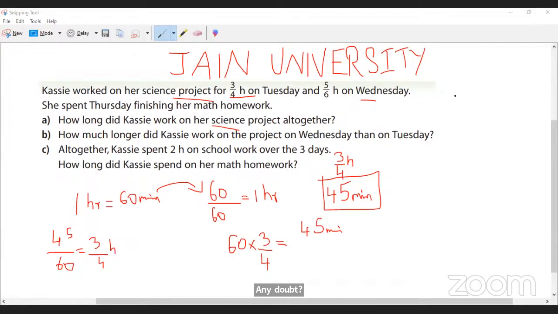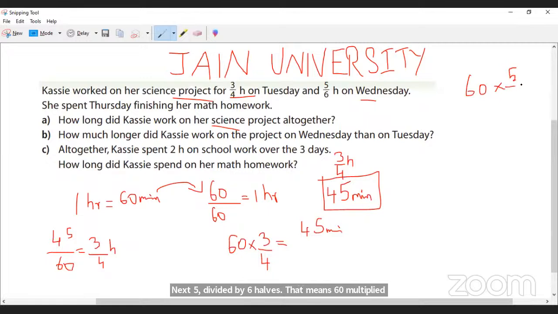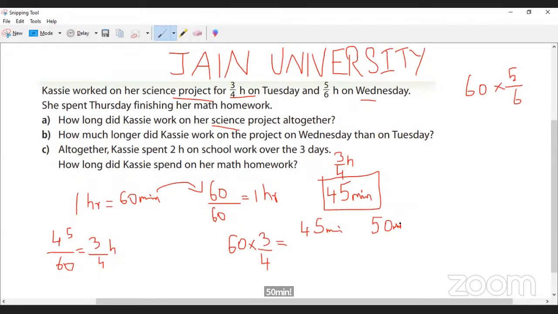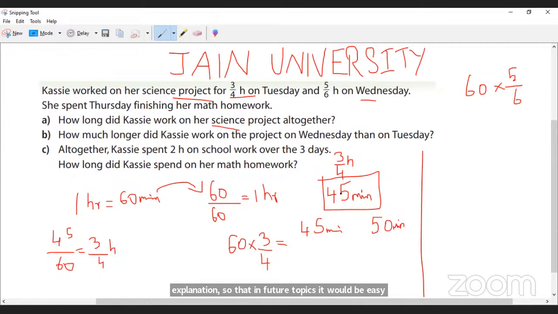Next, 5 divided by 6 hours. That means 60 multiplied by 5 by 6. So that's going to be 50 minutes. We can solve it in fraction also. Just making you learn about time, so that in future topics it would be easy for me to tell you how to convert hours into minutes and fraction.